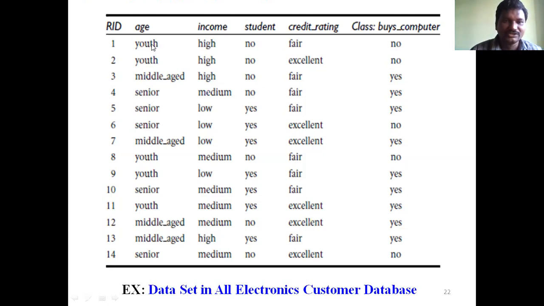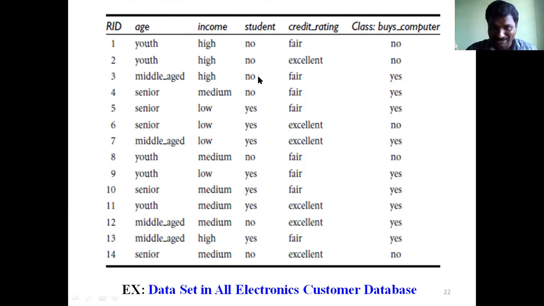For the age, youth. And then income: high, medium, low. Only three labels here. And then comes the next one, which is student.